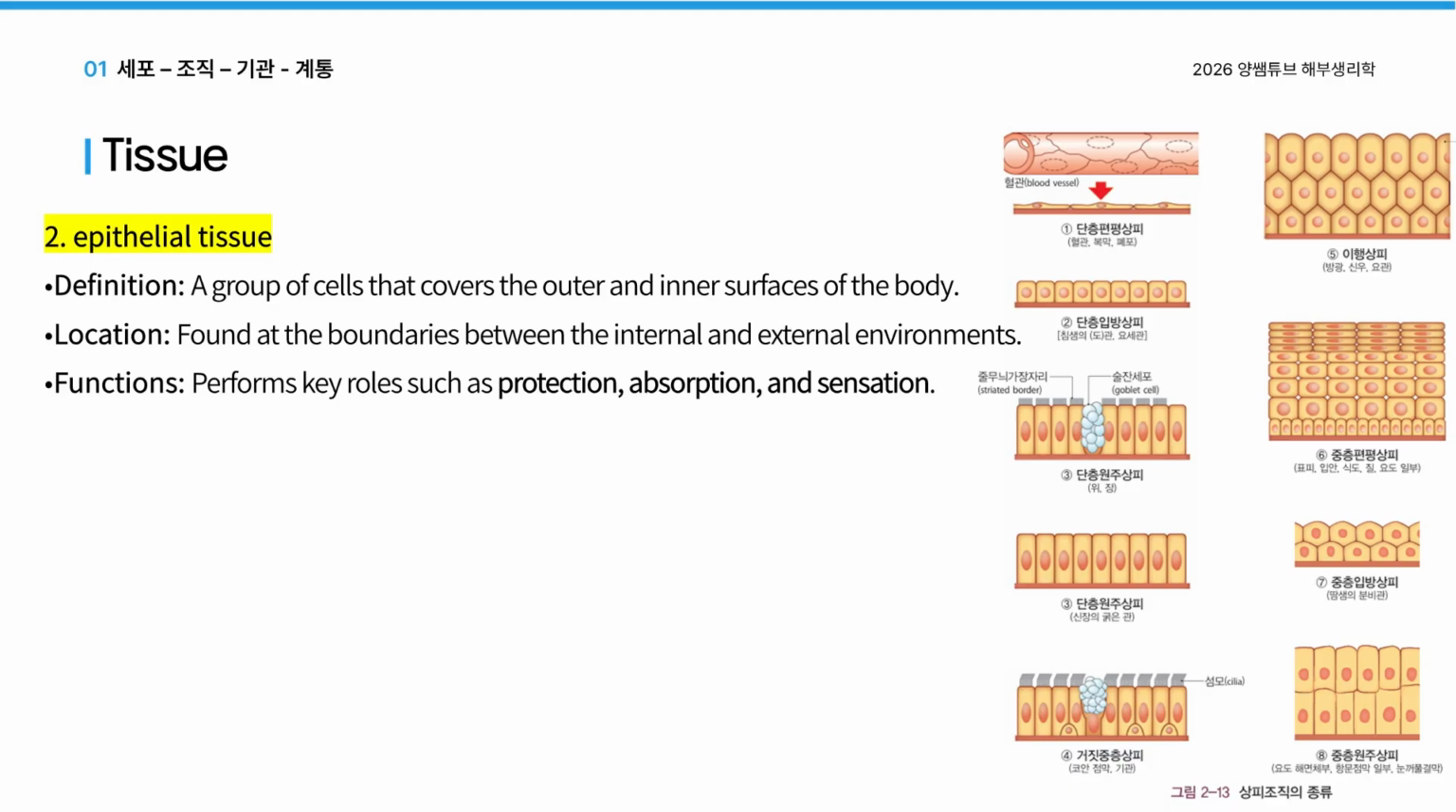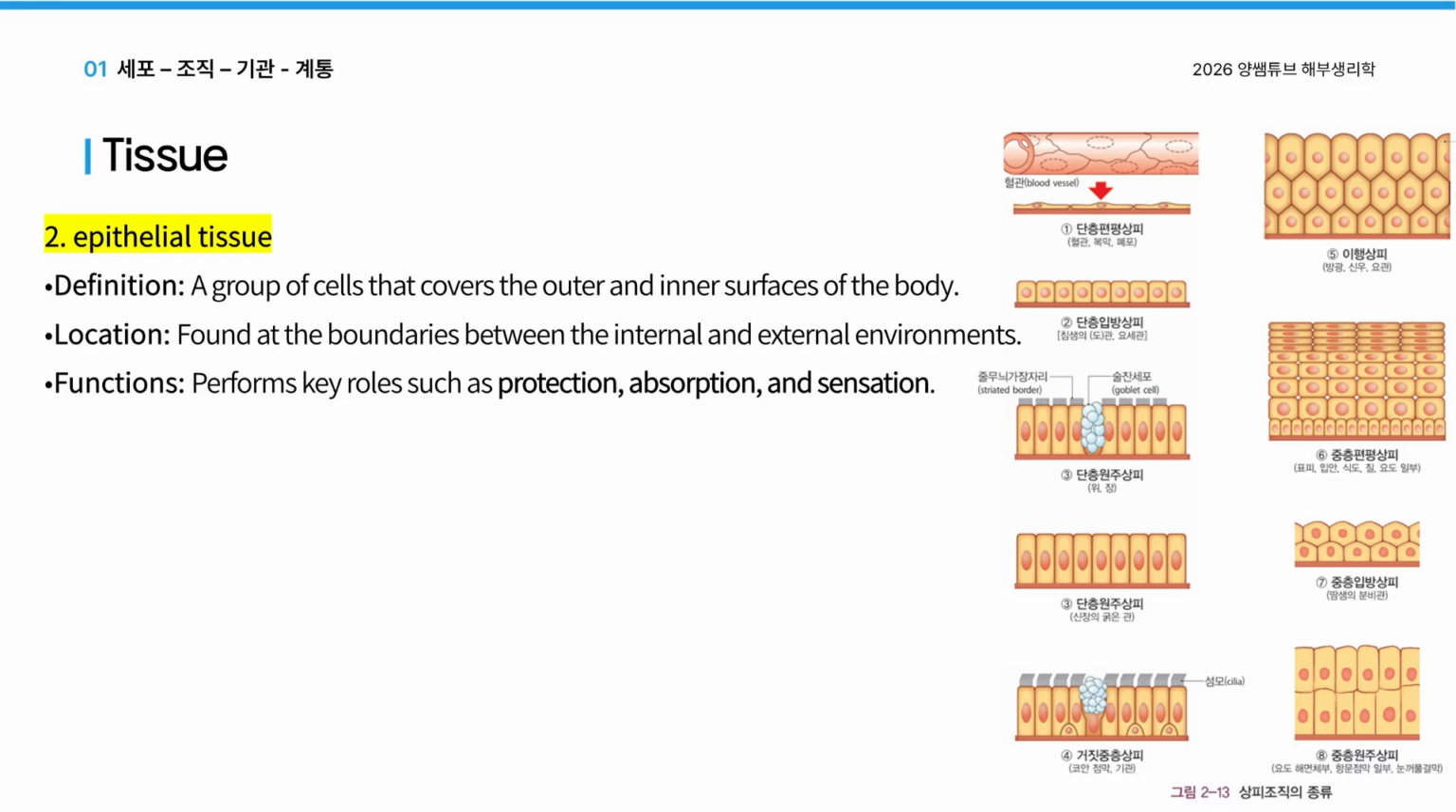What is the very first line of defense for our body? Today, we begin our journey with the front line, epithelial tissue. By definition, epithelial tissue is a group of cells that covers the outer surfaces of our body and lines the inner surfaces of our organs. You can find it at the boundaries between the internal and external environments. Think of it as the front line that meets the outside world.